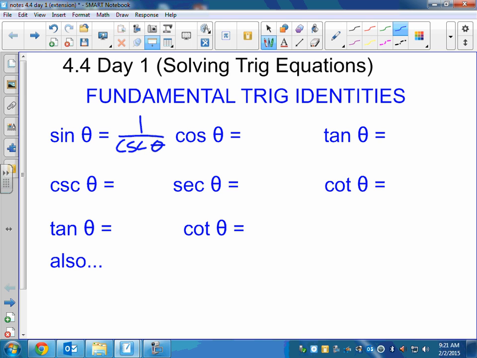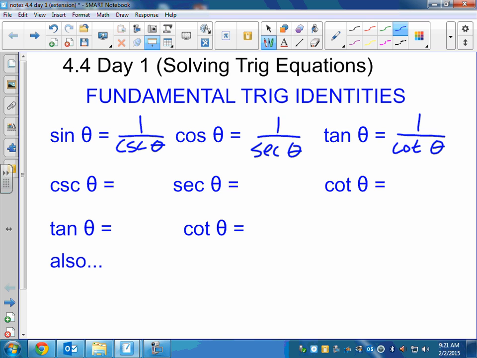So cosine's reciprocal is secant, so we can say cosine of theta is the same as 1 over secant of theta. And tangent of theta is the same as 1 over cotangent of theta. And we could do the same for the other ones here. They're just going to be the other reciprocals.